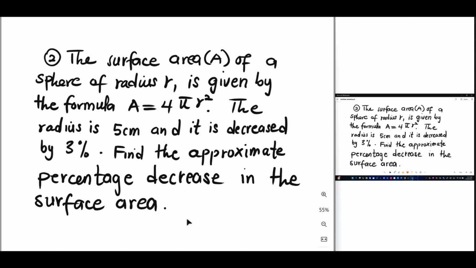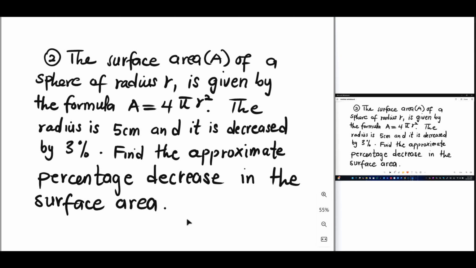The surface area of a sphere of radius r is given by the formula A is equal to 4 pi r squared. The radius is 5 centimeters and it is decreased by 3%. Find the approximate percentage decrease in the surface area.